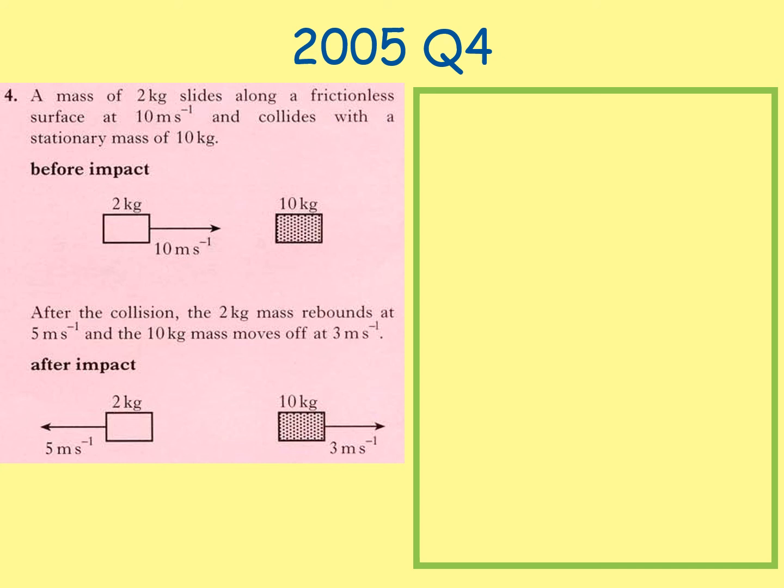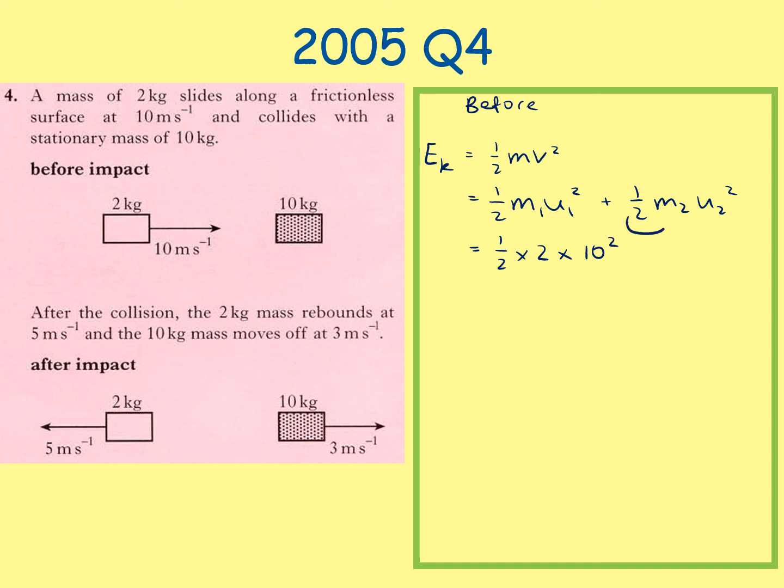So our kinetic energy before the collision is going to be EK equals a half mv squared, which is going to equal a half m1u1 squared plus a half m2u2 squared. So we've got a half times 2 times 10 squared. And this second section is going to equal 0 because we've been told this block is at rest. So a half times 2 times 10 squared is 100 joules there.